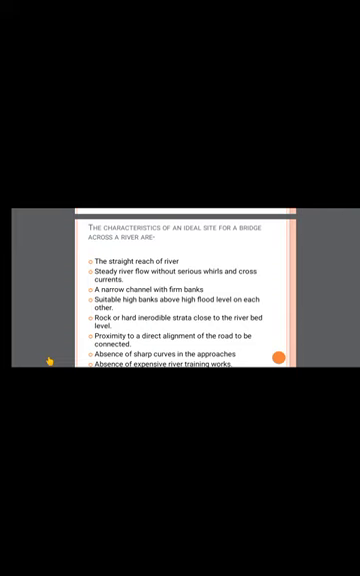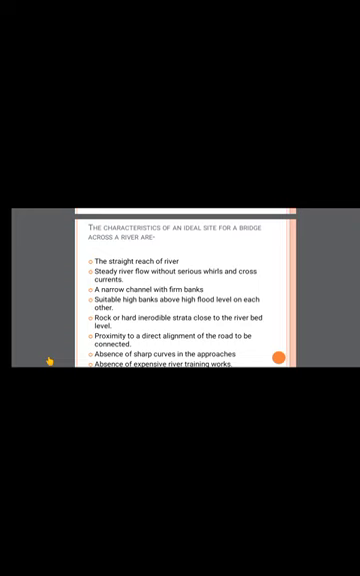Steady river flow without serious whirls and cross currents. If any whirls and cross currents are there, then there will be lots of lateral forces or water waves which are going to hit our abutments or piers. So the river should have steady flow, and a narrow channel with firm banks. Banks must be perfect. Suitable high banks above high flood level on each side.